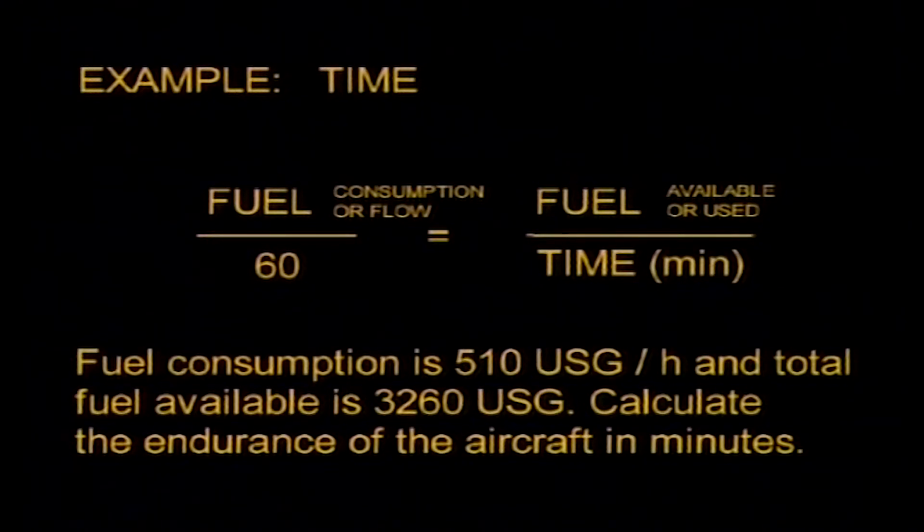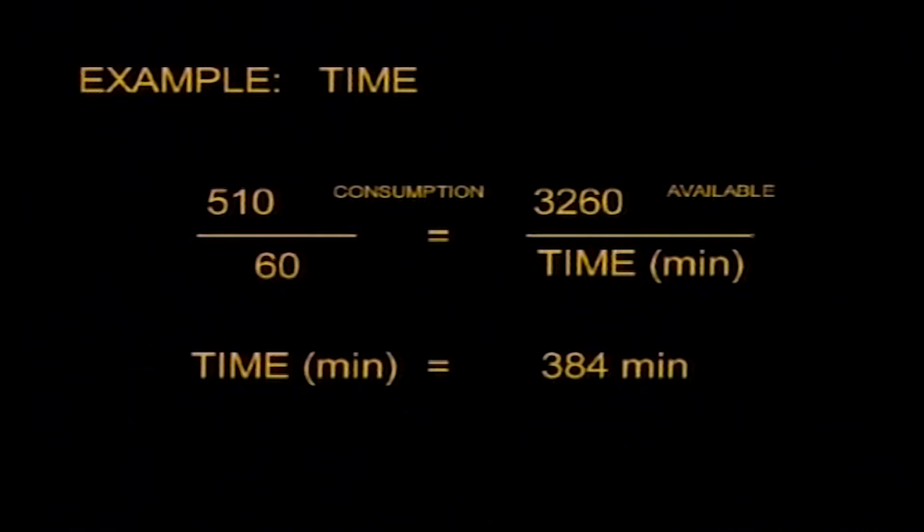Another example, time. If fuel consumption is 510 US gallons per hour and total fuel available is 3,260 USG, calculate the endurance of the aircraft in minutes. Substituting into the equation, 510 divided by 60 equals 3,260 divided by time. Solving for time gives 384 minutes.